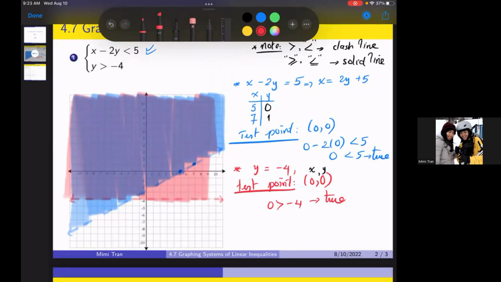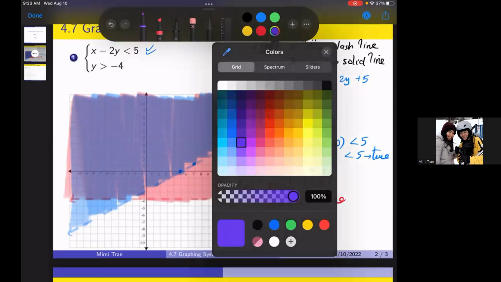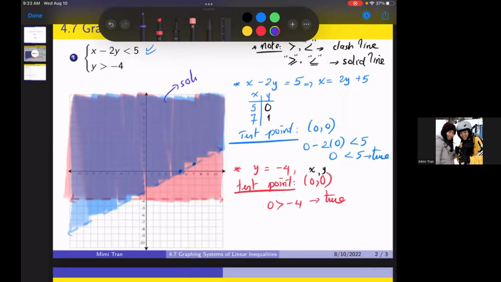So what is your solution? Solution is that. That's your solution, right? That's all you say on the exam. The region where you have a darker color, or where they intersect.